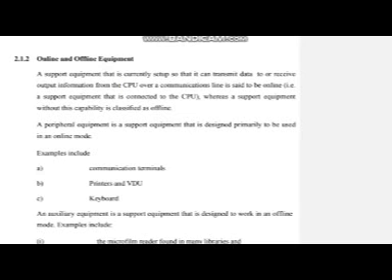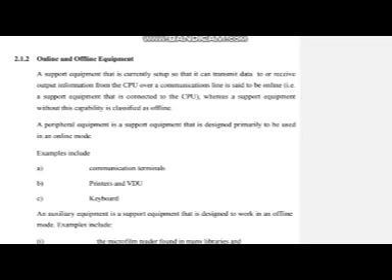So let us write. A support equipment that is currently set up so that it can transmit data or receive output information from the CPU over a communication line is said to be online, i.e., a support equipment that is connected to the CPU, whereas a support equipment without the capability is classified as offline.